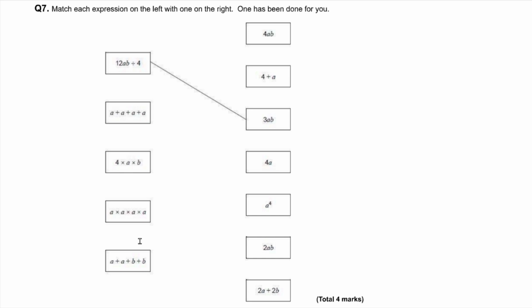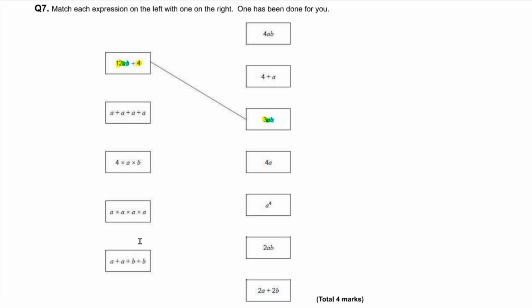Question 7, match each expression on the left with one on the right. One has been done for you. Yeah, 12ab divided by 4. So like I was saying earlier, I've got a 12 and a 4, so I'm going to divide those. And I've got an a and a b, so they just stay as they are. So the 12 divided by 4 is going to give you the 3, and then we've just got the a and b that we had to start with.